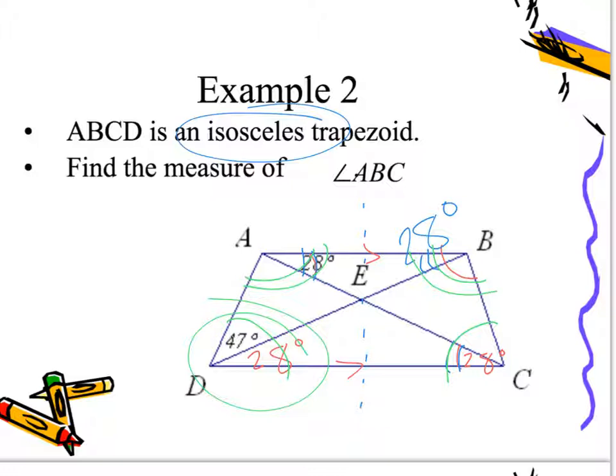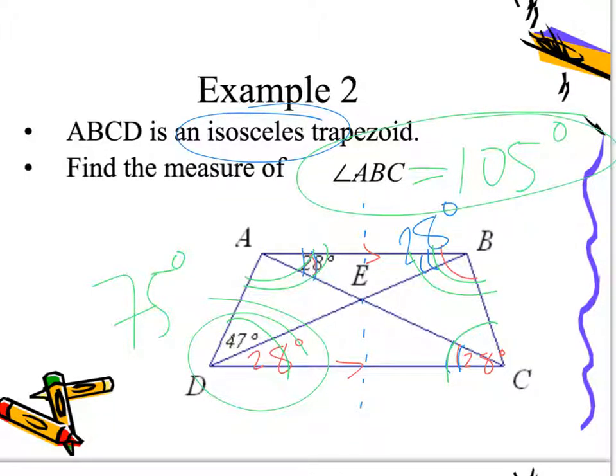75? So what does that mean for the angle ABC? Not 75. If ADC is 75, that's a lower base angle. It is then supplementary to the upper base angle. 105, 105. That would be my final answer there.